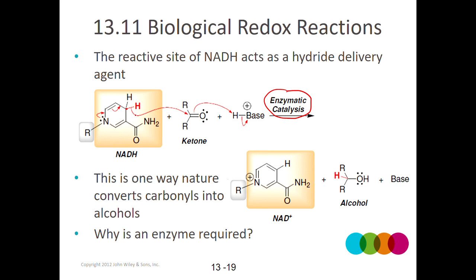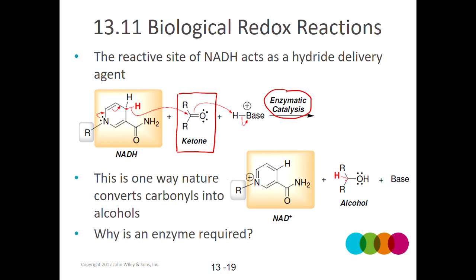So delivering the hydride into the carbonyl, similar to how LAH or sodium borohydride deliver a hydride to a carbonyl, it'll push the electrons up and pick up a proton. And so that is how nature, or at least in humans specifically, and I think in most animals, animals convert carbonyls into alcohols, if they need to do that for whatever biological reason.